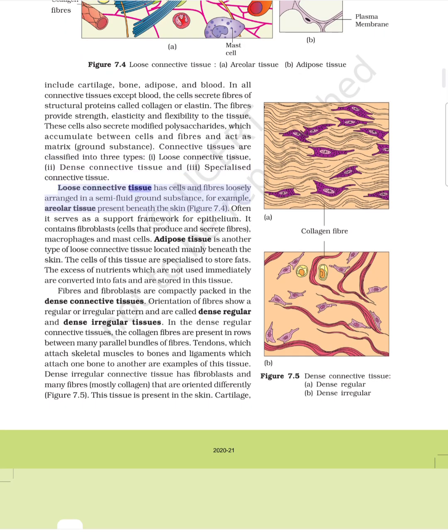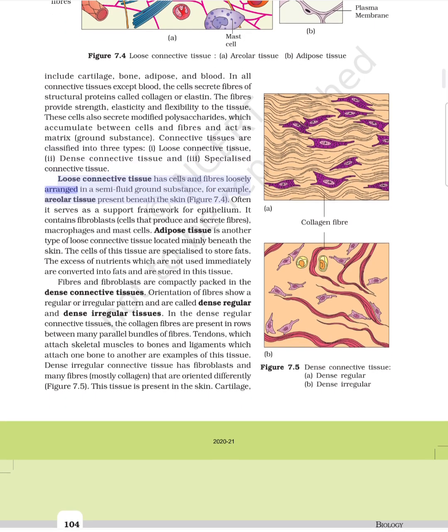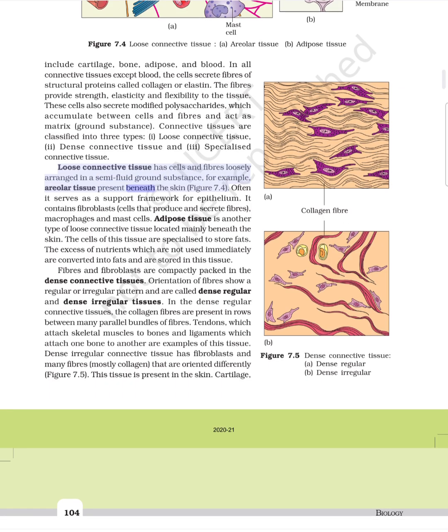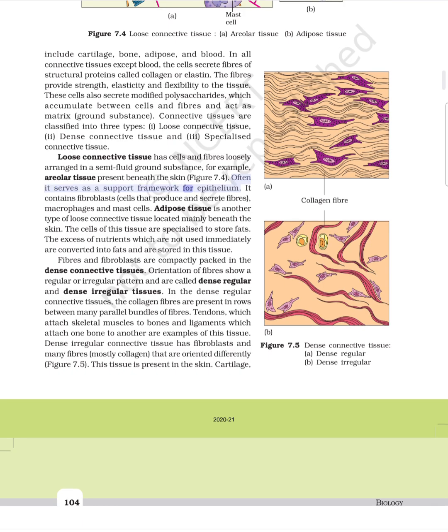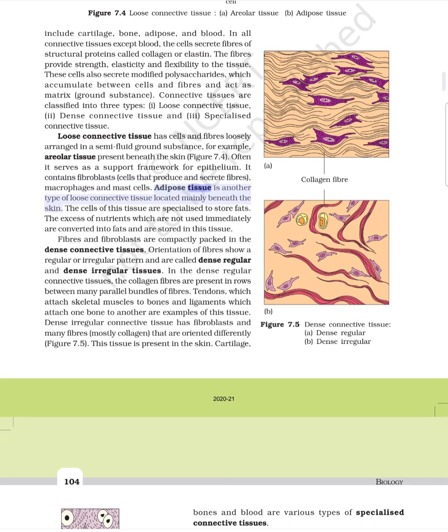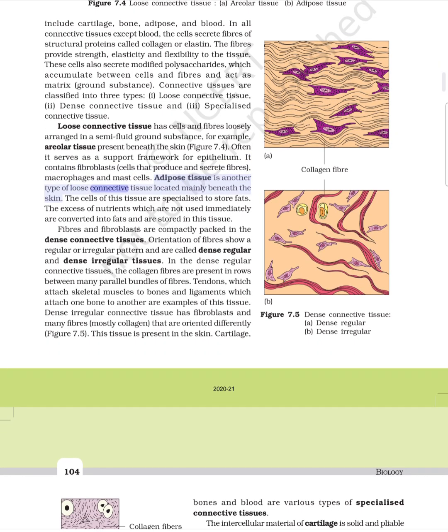Loose connective tissue has cells and fibers loosely arranged in a semi-fluid ground substance, for example, areolar tissue present beneath the skin. Often it serves as a support framework for epithelium. It contains fibroblasts, macrophages, and mast cells. Adipose tissue is another type of loose connective tissue located mainly beneath the skin.